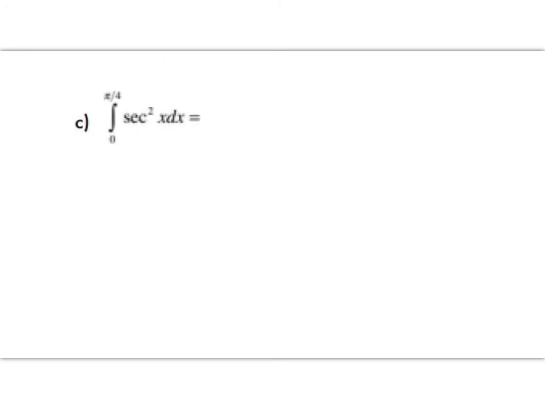Oh boy, we have an example involving trig. And a lot of people will probably go, oh boy, this isn't going to be a whole lot of fun. Well, if you stop and think about what the antiderivative of this is, you probably know it, because the antiderivative of secant squared is tangent of x. And then we're going to evaluate that at 0 and pi over 4.